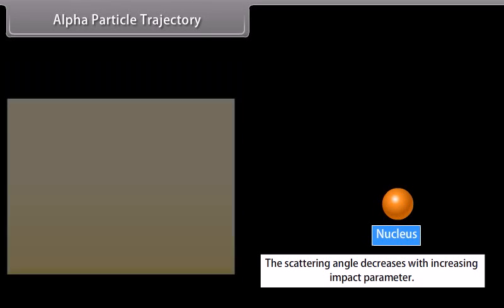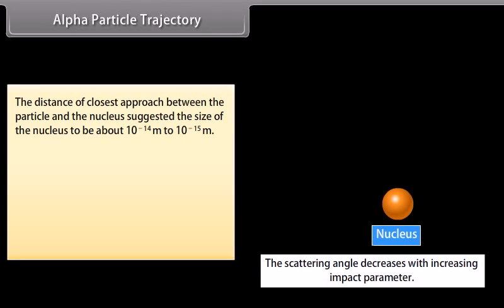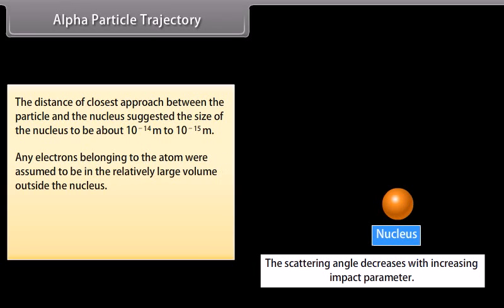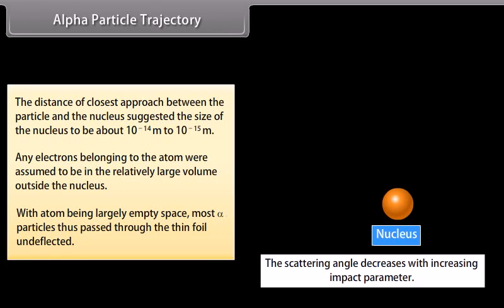The distance of closest approach between the particle and the nucleus suggested the size of the nucleus to be about 10 raised to the power minus 14 meter to 10 raised to the power minus 15 meter. Any electrons belonging to the atom were assumed to be in the relatively charged volume outside the nucleus. With the atom being largely empty space, most alpha particles thus passed through the thin foil undeflected.